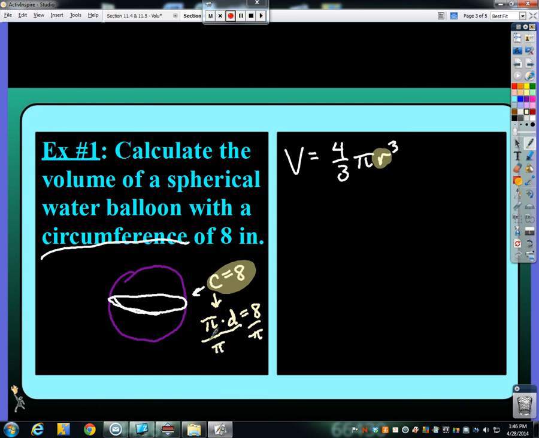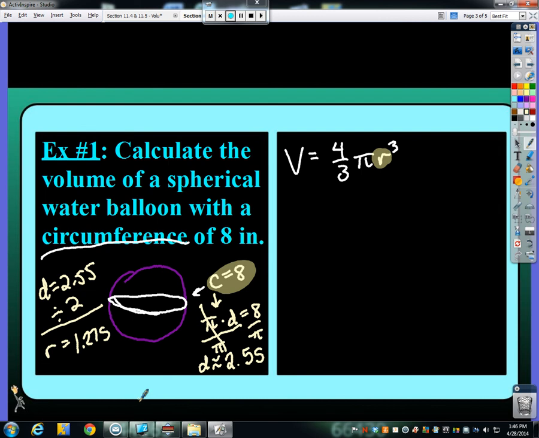I'm going to divide by pi, and I'll get that the diameter, 8 divided by pi, is approximately, going to 2 decimal places here, 2.55. So if I know the diameter is approximately 2.55, then if I cut that in half or divide by 2, well, then I get the radius. 2.55 divided by 2 is 1.275.